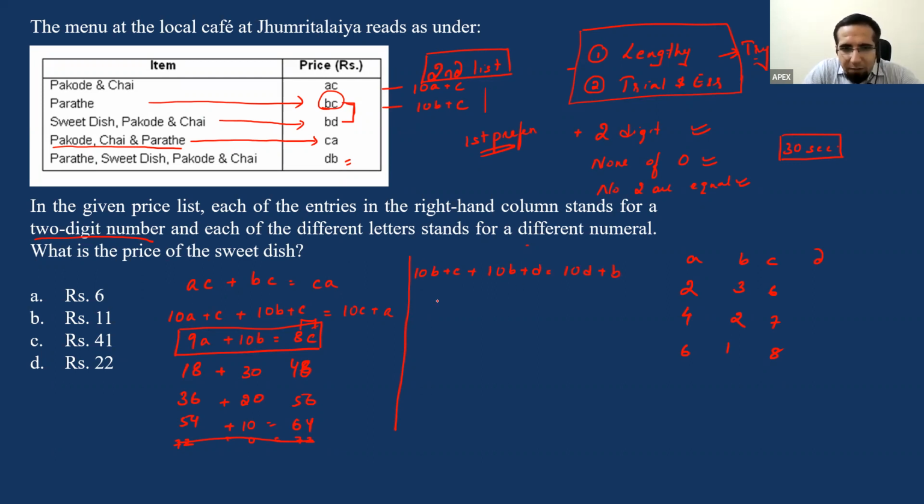So B comes here, that becomes 9B. Sorry, 19B, 10B plus 10B is 20, 20 minus 1 is 19. And then you have what? Plus C, only one C is there, is equal to 9D. Now let's replace B and C from here. 19 into 3 is 57 plus 6 is 63, which will give you 9 into 7 is 63, acceptable.